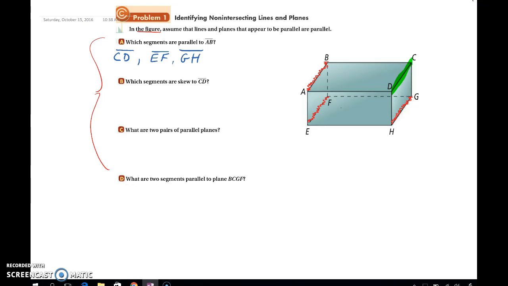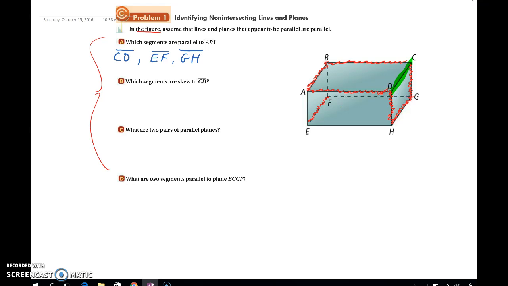All right, and remember, skew lines cannot intersect either. So any segment that intersects or touches CD, we also cannot say. So we cannot say this segment AD because they are intersecting. We cannot say this segment BC because they are intersecting. We cannot say this segment GC because they are intersecting. And we cannot say this segment DH or HD because they are intersecting.